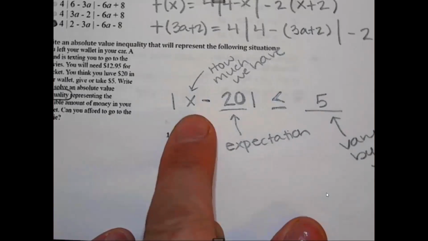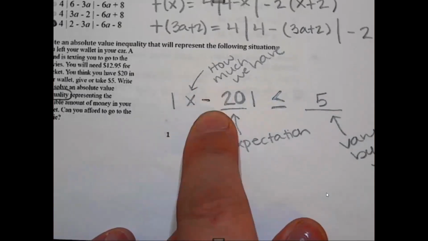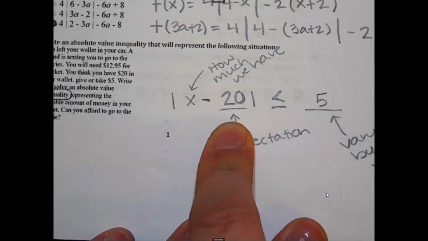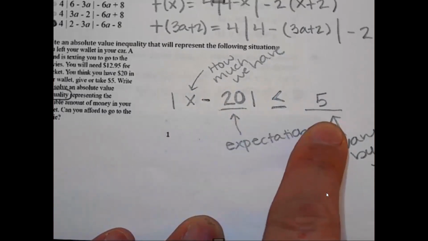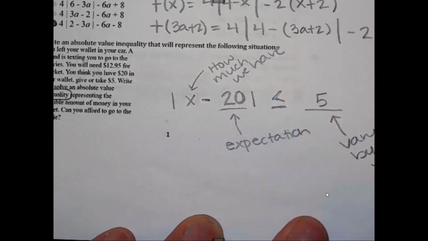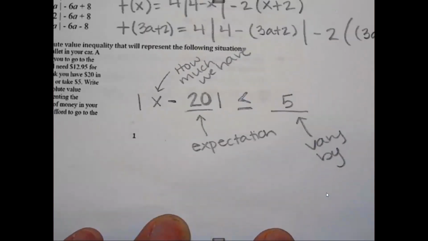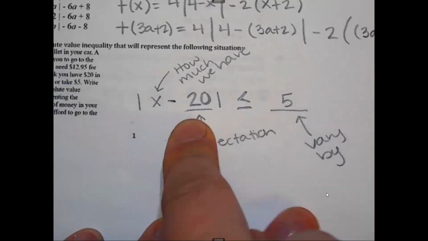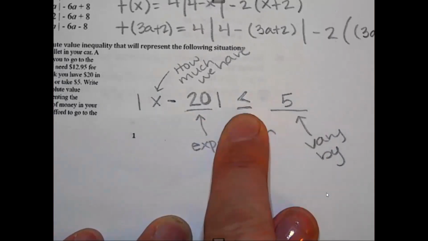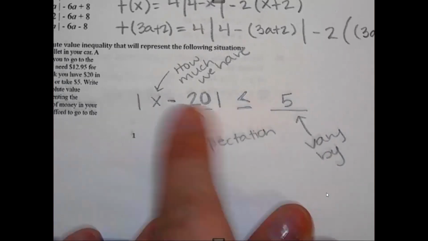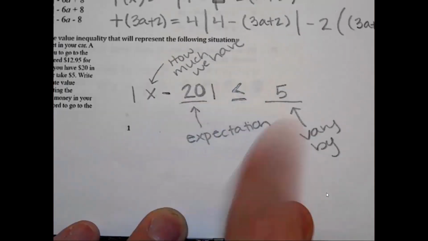So the difference between how much they have and how much they expect to have is going to be less than or equal to $5. That's how much it can vary by, is $5. Because how much they have, it can vary by that much. It can't vary by more. So it's less than. The amount that it can vary by is less than 5.